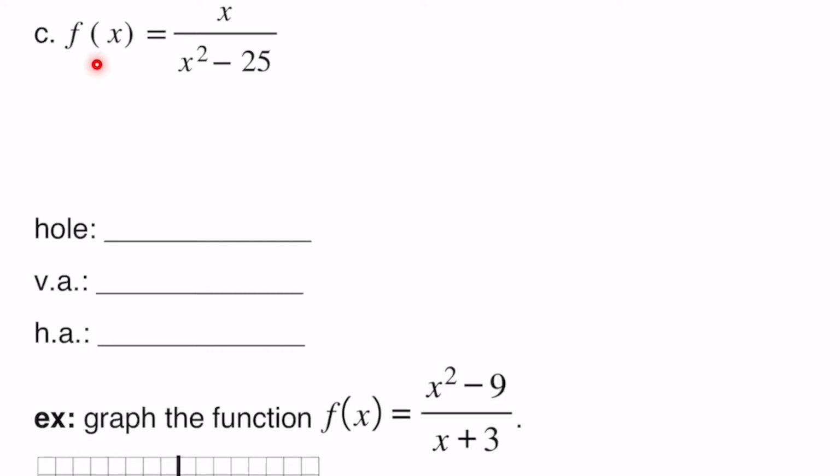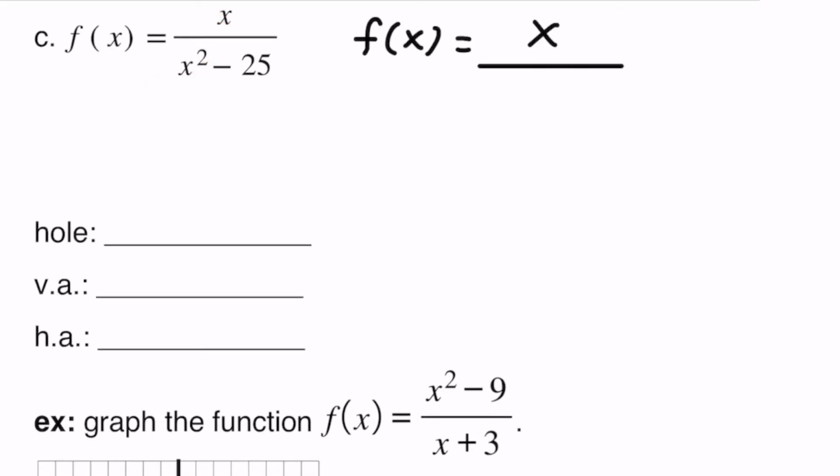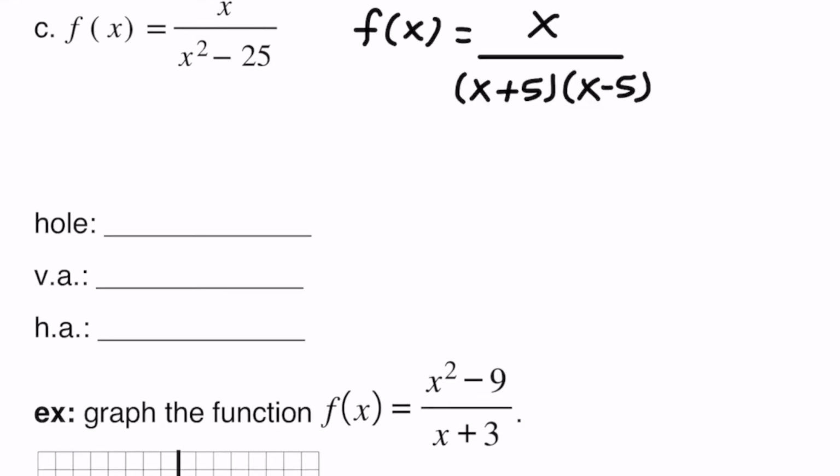For part C, we have f of x equals x over x squared minus 25. I'm going to take the denominator and factor it. So we have f of x equals x over the quantity x plus 5 times the quantity x minus 5. And then you notice in this problem, we don't have any common factors on top and bottom to cancel. So that means there's no hole in this graph.